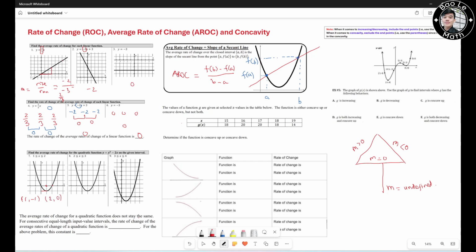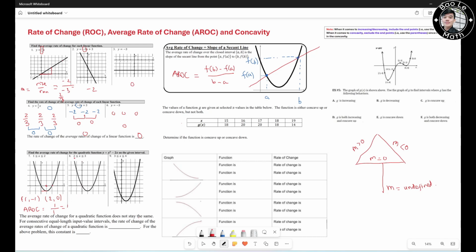Now we're going to apply the formula right here. The average rate of change is going to be 0 minus negative 1, which is 1, over 2 minus 1, which is 1. So the answer must be 1.